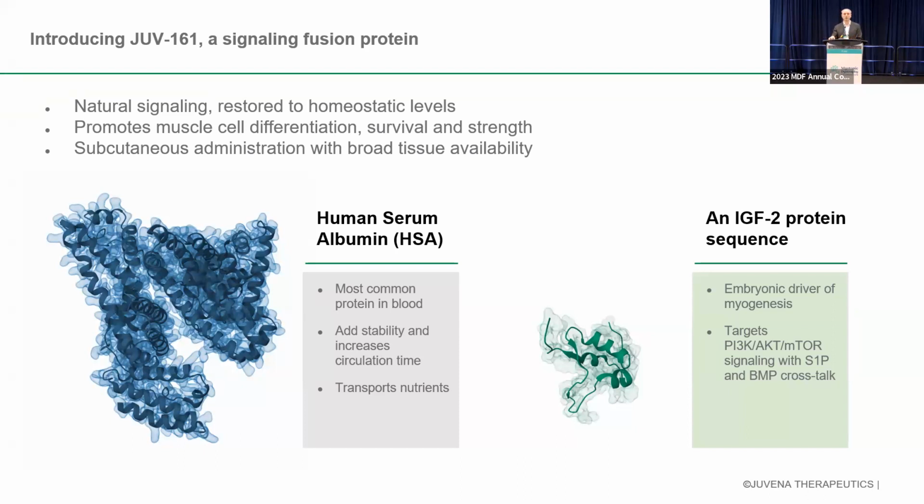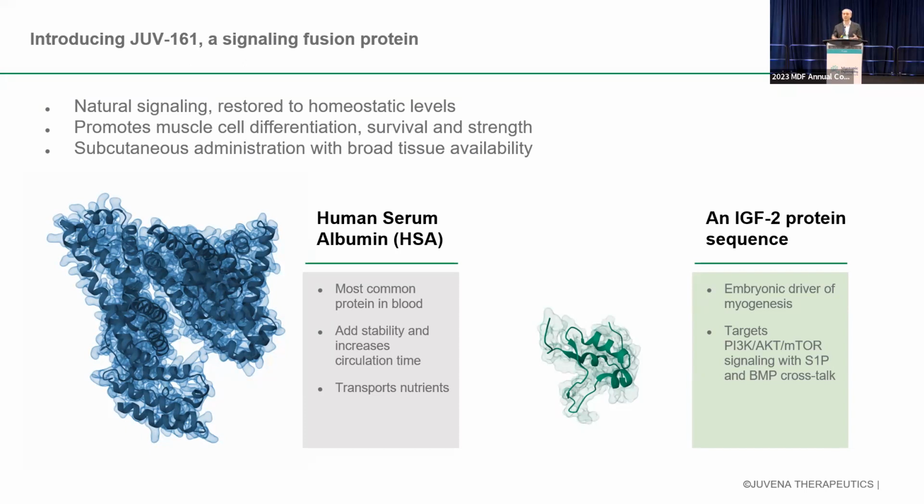One half of the molecule is, as I mentioned, a natural carrier protein. It's the most common protein in the blood. And the other half is a portion of a stem cell secreted protein called IGF-2, whose primary function is in the earliest stages of embryogenesis for muscle formation, where it's one of the key drivers of the stem cells to divide and become new muscles.